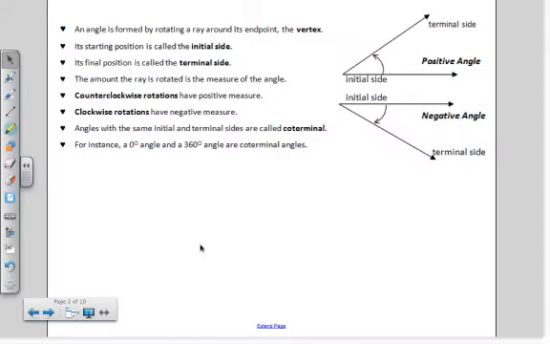All right. Today we're talking about angles and radians. You've had angles. You did this in geometry, so some of this is not new and some of it will be because we have to look at it a different way.